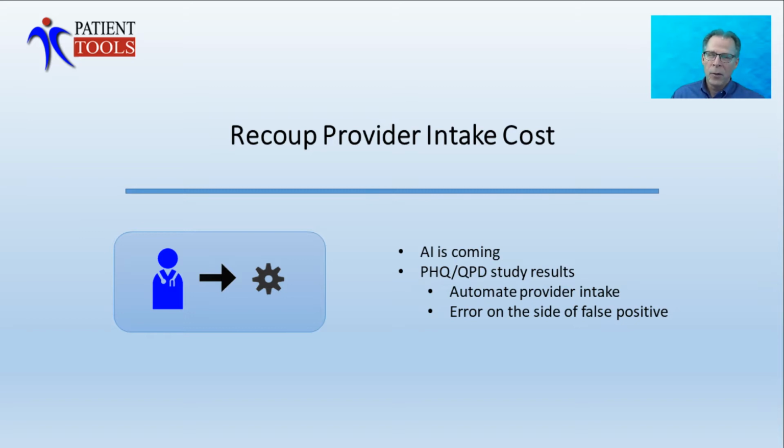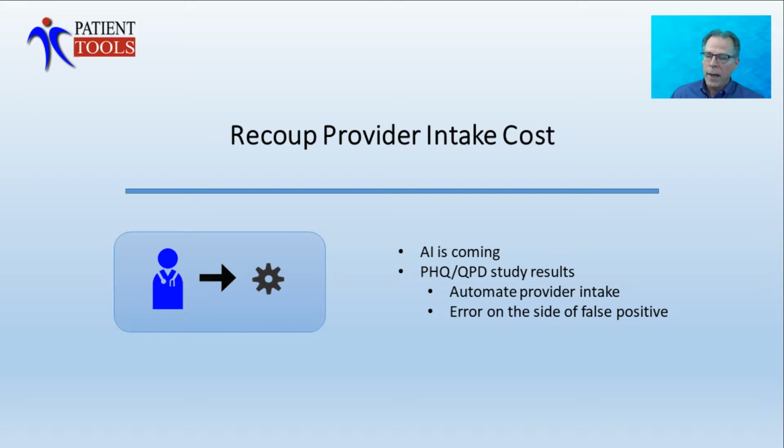So what you really need to start thinking about is when you go to do that screening, it's not just a screening, that's an interview. And you need the breadth of information associated with that. And once you start doing that, then you just saved tons of time on the part of staff and providers. And so that is just a major savings in cost, doing all that intake automatically. And that's kind of what we showed with that PHQ-9 and QPD study that we put together.